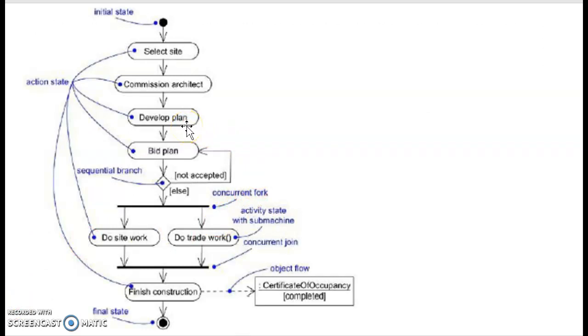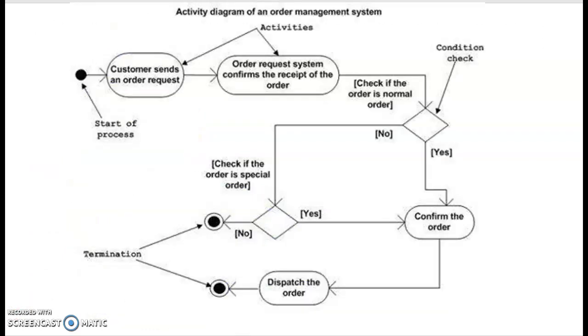Now this is an example of an activity diagram, showing the same thing you have seen just now, that is the order management system. In the order management system, the customer sends an order request. This activity is shown in the form of an ellipse. The order request system confirms the receipt of the order. Now these activities are shown one by one by links and associations.